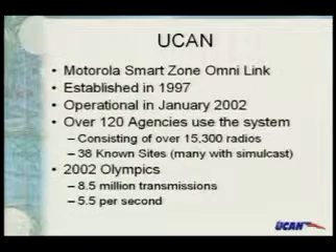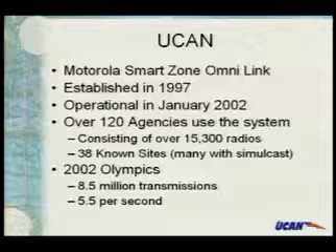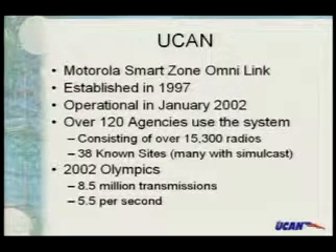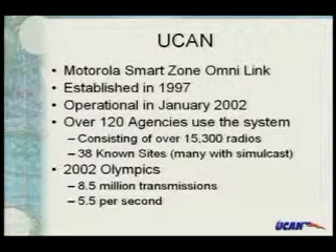So our system in Salt Lake, I'll talk real quick about it. It's called the UCAN system. It was a Motorola SmartZone OmniLink. So it's that last slide, the big monster one. It was established in 1997, became operational in January of 2002, just in time for the 2002 Winter Olympics. This system was a big part in the Olympics and really got funded and backed because the Olympics were there in Salt Lake. It's currently operating with over 120 agencies on the system, and it consists of over 15,300 radios.